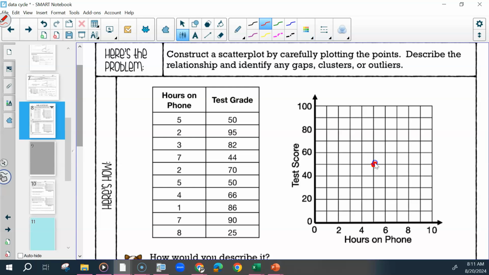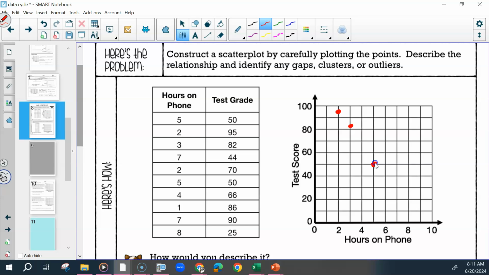And then 2 and 95. So I know where 90 would be. So if I go over to 2, go up to 90, 90 would be right here. And since this isn't counting by 5s, I would have to say it's somewhere in the middle right here. 3 and 82. So again, I know 80 is right here. 85 would be in the middle. So I'm going to say it's somewhere in between there.